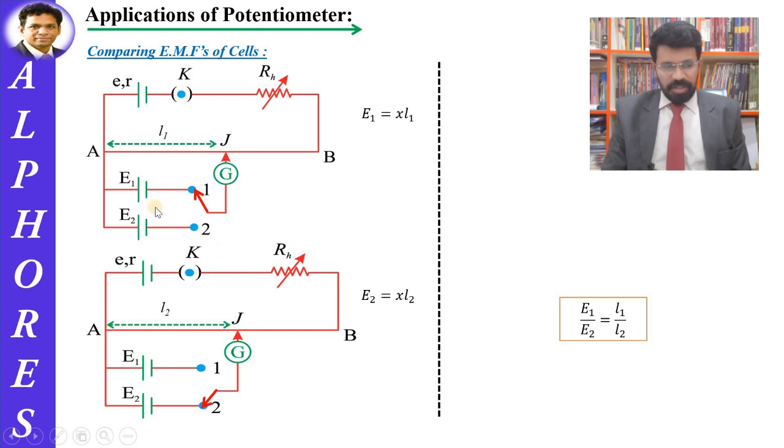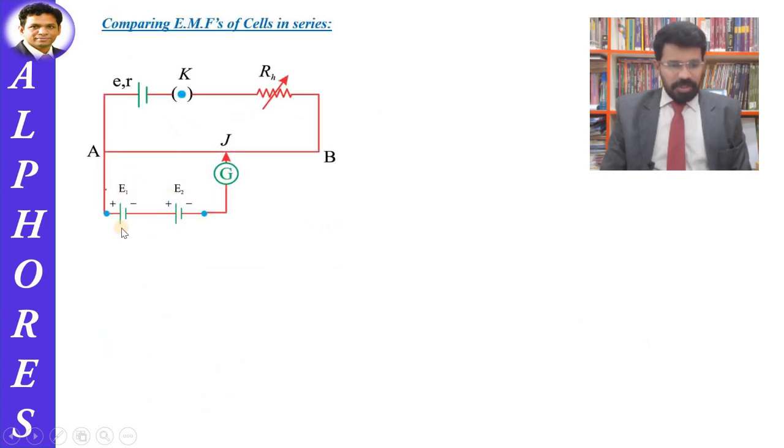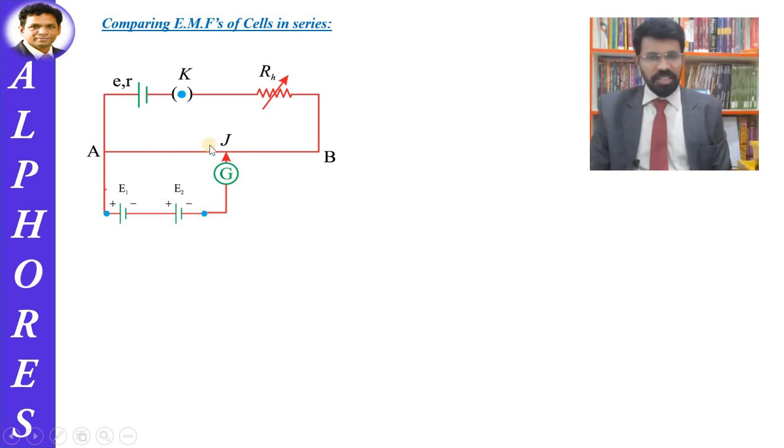Now here, instead of taking cells like this, what happens if two cells are connected side by side, like in series? Let us see that. Here two cells are connected like this in series. They are correctly connected, not wrongly connected. The negative terminal is connected to the positive terminal. So here the effective EMF will be E1 plus E2.